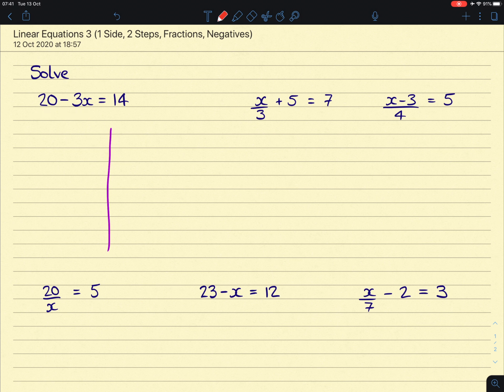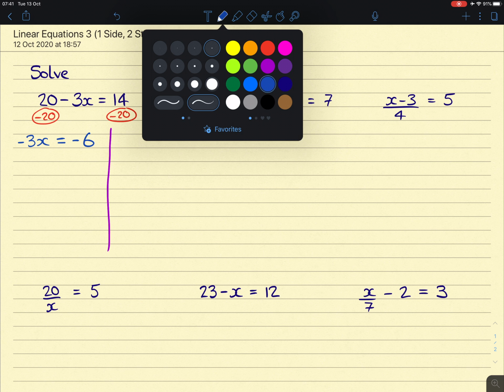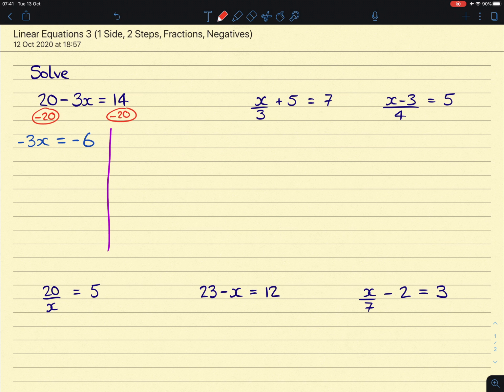So I'm going to take away 20 from both sides. Now, if I take away 20 from both sides, I'm going to write this a little bit to the left. We're going to be left with negative 3x equals negative 6. And then to get rid of a negative 3 that's multiplying x, we divide both sides by negative 3. That will leave us with x on the left-hand side, and minus 6 divided by minus 3 will give us 2 on the right-hand side. So that's the first option.